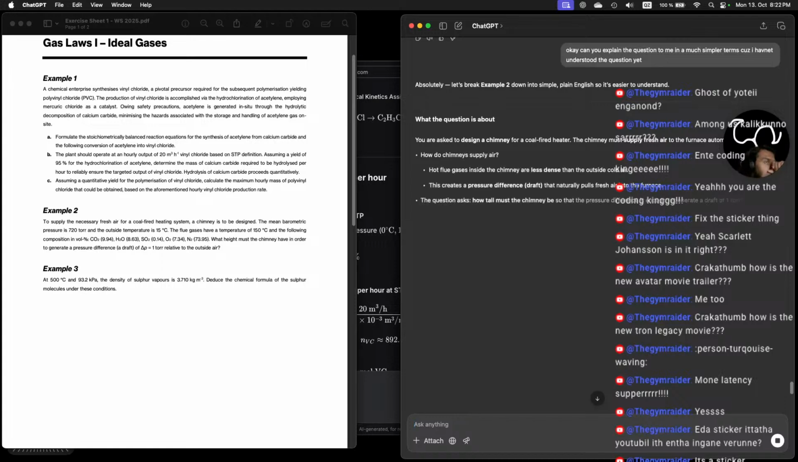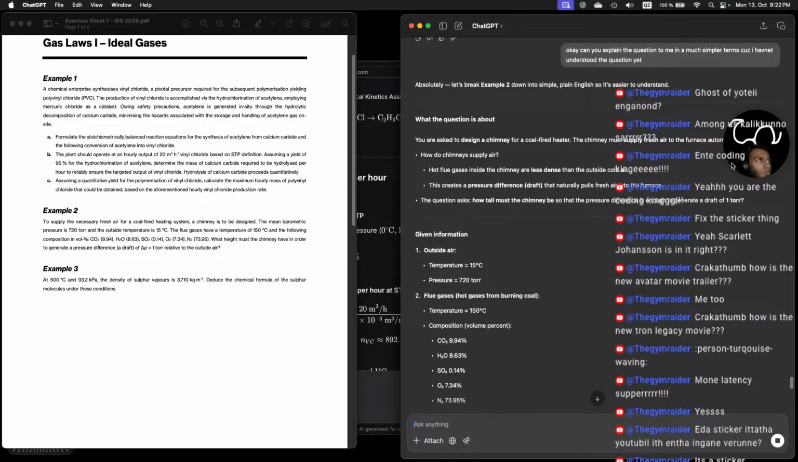You are asked to design a chimney for a coal-fired heater. The chimney must supply fresh air to the furnace. Automatically, how do chimneys supply air? Hot flue gas inside the chimney is less dense than outside cold air. This creates a pressure difference that naturally pulls fresh air into the furnace. The question is how tall the chimney must be so that the pressure difference is enough to generate a draft of 1 torr.